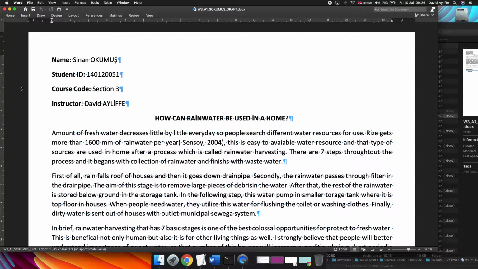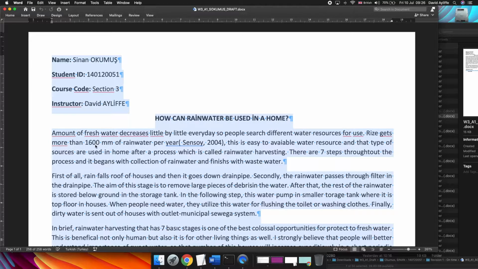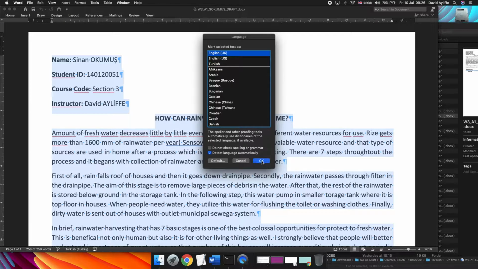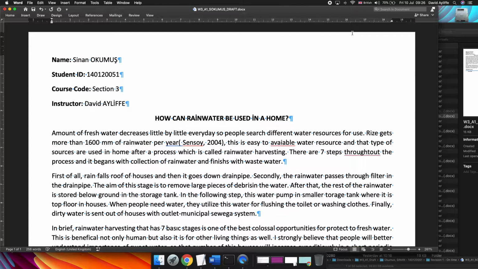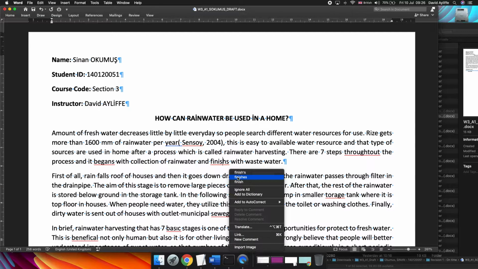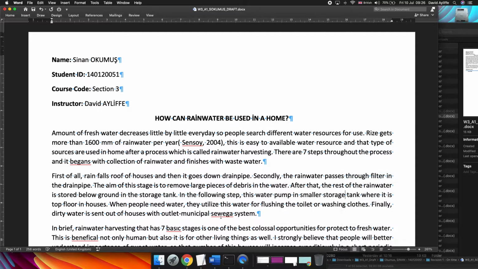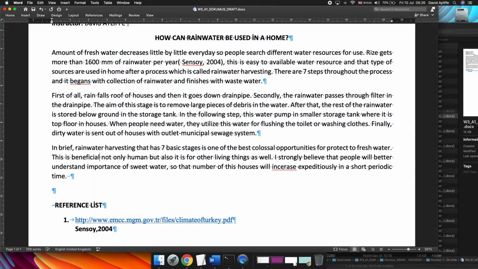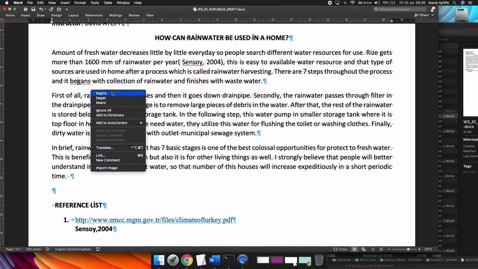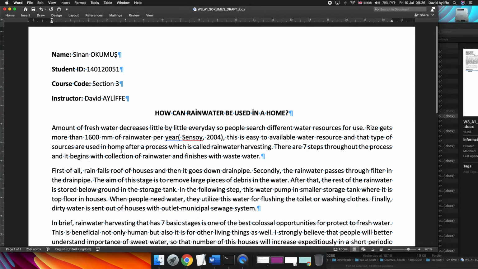Sinan. How can rainwater be used in a home? Very nice. Very nice. The number of students who can't set their dictionary to English is too high, especially for the 5th term of the year. Oh dear, all of these spelling mistakes. Finishes, throughout, debris, storage, sewage, basic, beneficial, begins. Simple things, Sinan, simple things, yeah? Set your dictionary. You can fix all of these mistakes yourself, yeah?